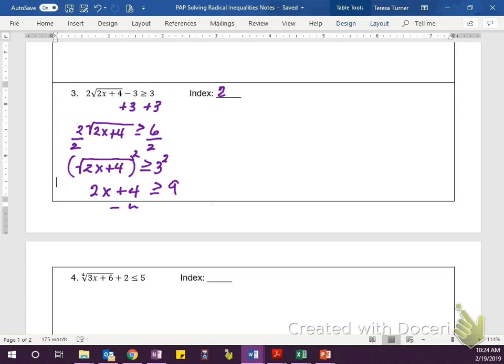I'm just going to finish it here. Negative 4, 2x greater than or equal to 5. So x is greater than or equal to 5/2.